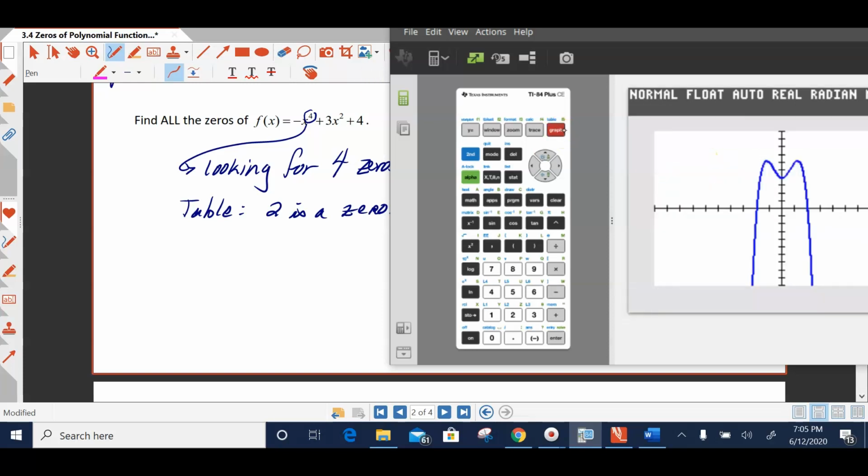Also, you could look at the graph. Take a look at the graph. There's an x-intercept, which is a 0. There's an x-intercept, which is a 0. And the table said 2 and negative 2, and that looks like where it's crossing. All right, so I am on my way to finding all 4 of my zeros. Notice I'm only getting 2 zeros from the graph, but there's still 2 zeros left to find. The other 2 are going to have to be imaginary. Let's look at finding that.